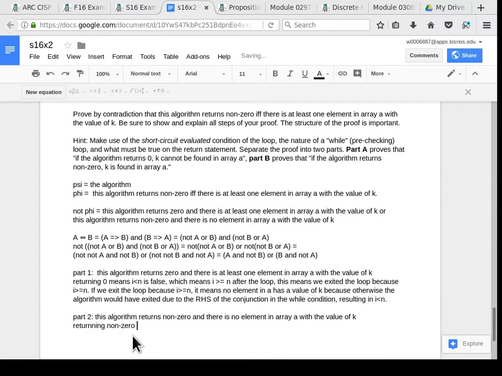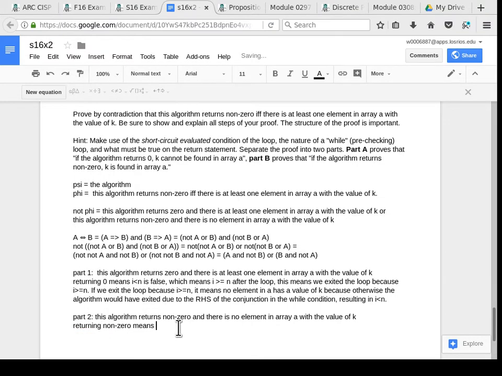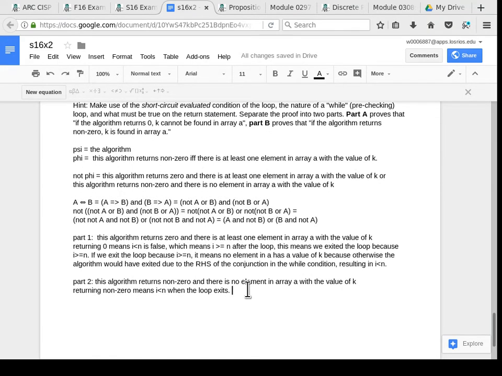Returning non-zero means i is less than n when the loop exits. So when we go back and analyze the loop, when we exit because i is less than n, that means this condition has to be false. This means the right-hand side of the conjunction, which is the while condition, is false.